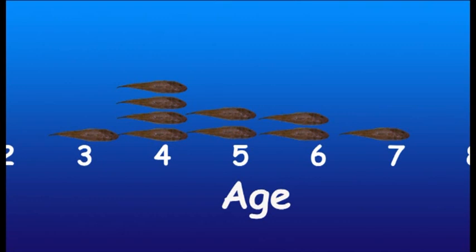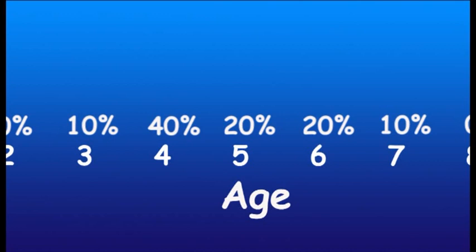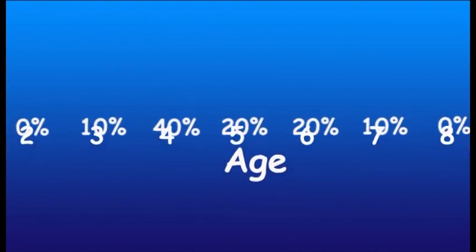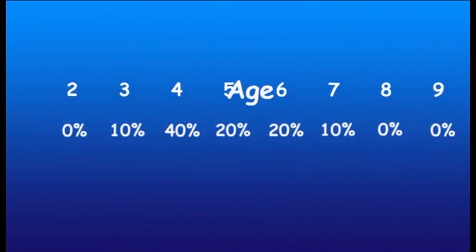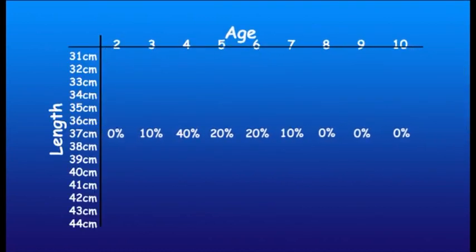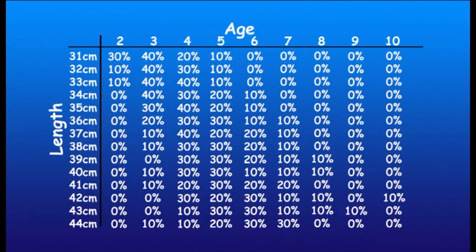Now, let's look at this in terms of percentages for the whole tiger flathead stock. At 37 centimetres, 10% of tiger flathead are 3 years old, 40% are 4 years old, 20% are 5 years old, 20% are 6 years old, and 10% of tiger flathead at 37 centimetres are 7 years old. This process is repeated for fish of all lengths to develop what scientists call an age length key. For tiger flathead, the age length key looks something like this.